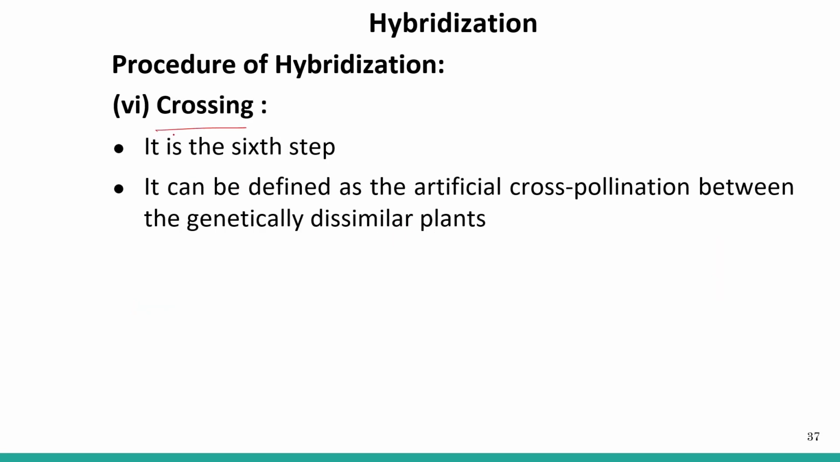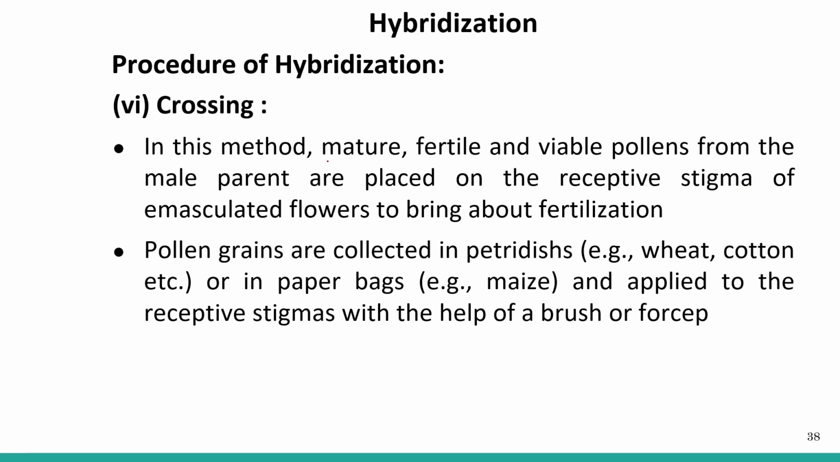Now comes the crossing, the sixth step. It can be defined as the artificial cross-pollination between genetically dissimilar plants. Now we will have one male flower and one female flower which we have bagged and tagged already. Now we will remove the bag and do the crossing, and this is called artificial cross pollination. In this method, mature, fertile and viable pollen grains from the male parent are placed on the receptive stigma of the emasculated flower to bring about fertilization.